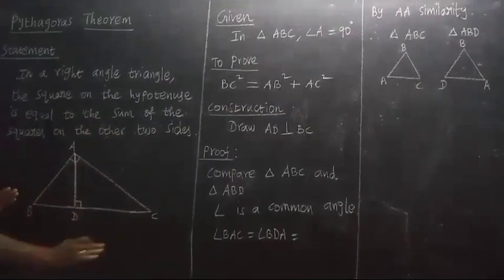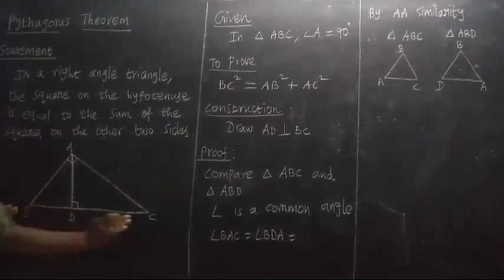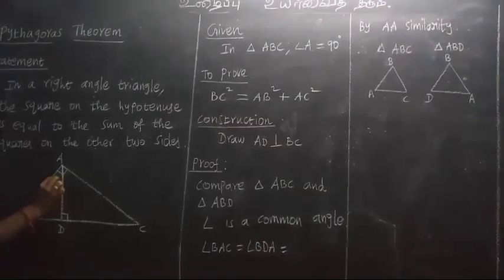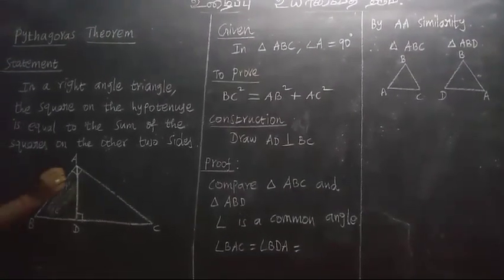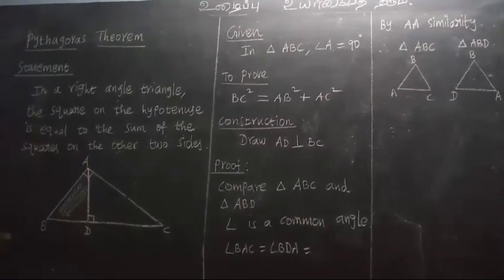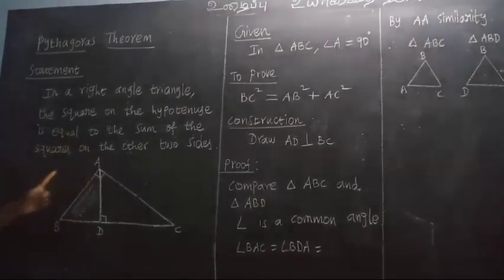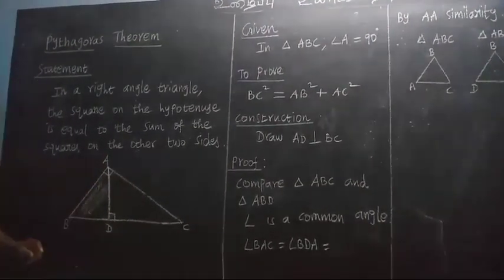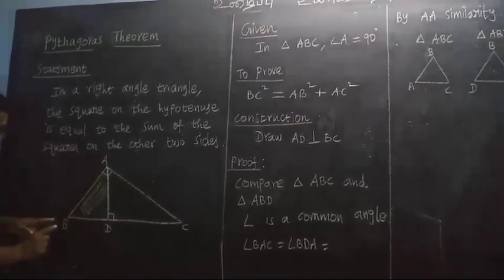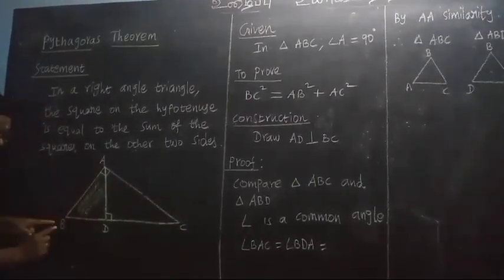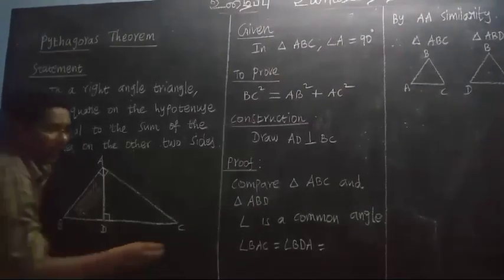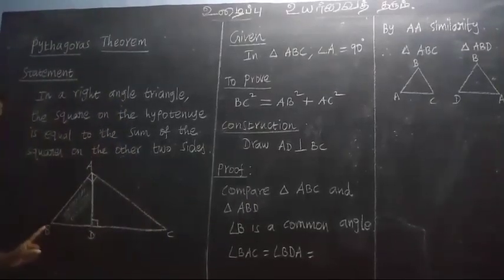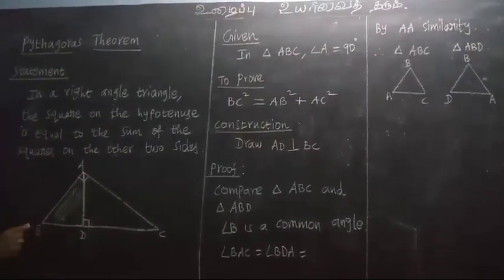Compare the whole triangle ABC and triangle ABD. The small triangle is ABD. Therefore we have two triangles, first ABC and the second triangle ABD. Here which one is the common angle? In ABC and ABD, B is a common angle. Therefore angle B is a common angle. Can you understand? So B is a common angle.